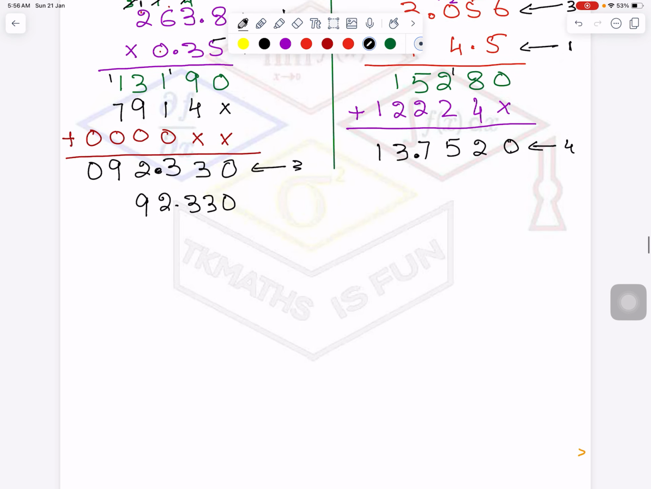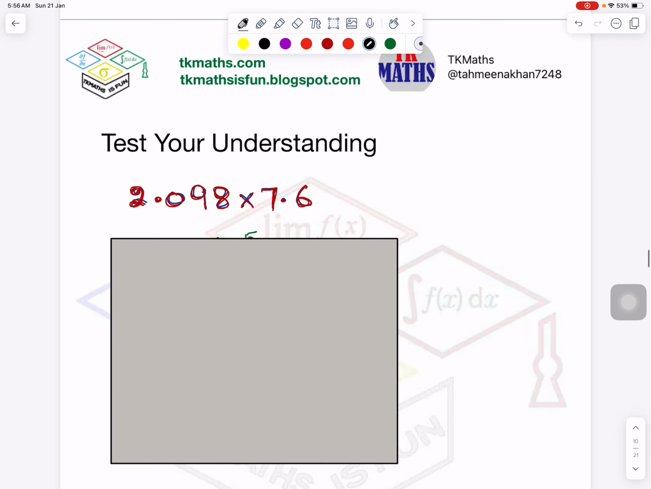Okay, so now this is your test to see whether you understood or not. You can put the video on pause, do it yourself, but I'm showing you the answer here. Okay, so you can put the video on pause and try it.